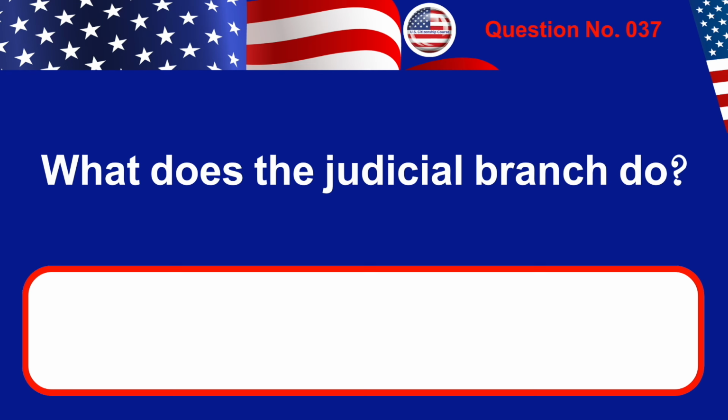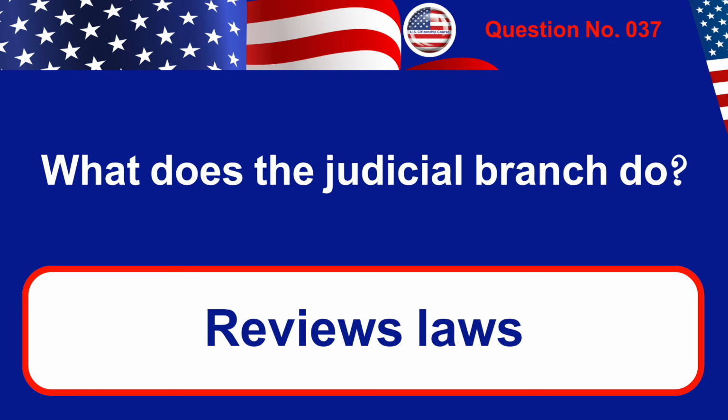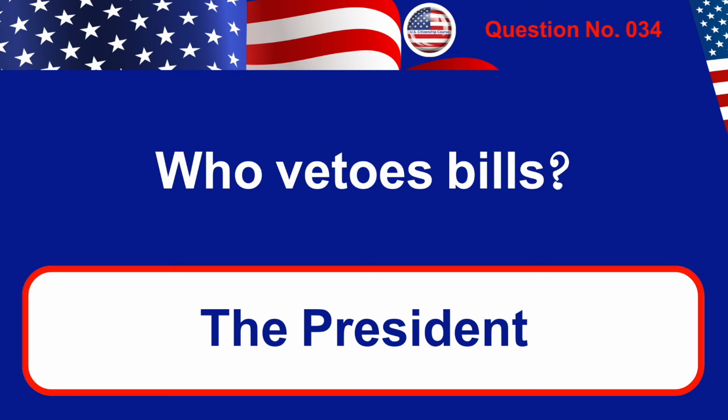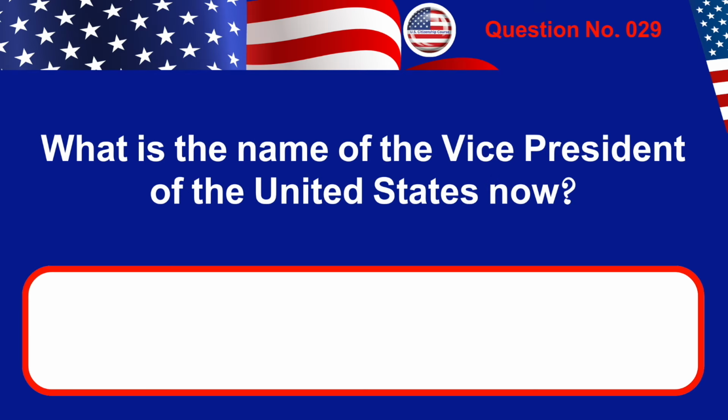What does the judicial branch do? Reviews laws. Who vetoes bills? The President. What is the name of the Vice President of the United States now? J.D. Vance.